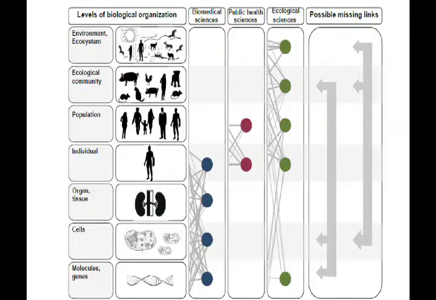Yes, may I reply, Robert? Yes, of course. If you look at this figure, public health sciences is really at the interface between what I call biomedical sciences and ecological sciences. And we need to integrate the two fields of research, using public health sciences as the integration field to do that work.